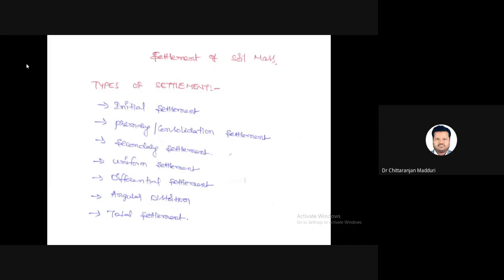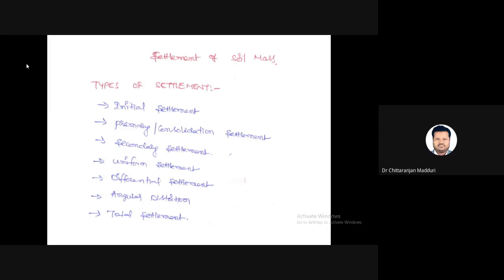Initial settlement is significant in the case of granular soils. Primary or consolidation settlement is significant in the case of fully saturated soils. Secondary settlement is significant in the case of organic soils. Total settlement is the sum of initial settlement, primary settlement and secondary settlement.